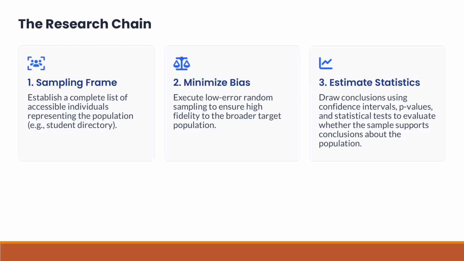Always remember that statistical calculations are only the final step of a rigorous process. Before calculating statistics, we must establish a clear sampling frame, such as a student directory, and execute sound sampling to minimize error and bias. The estimation of statistics is the icing on the cake. If our initial sampling frame or execution is flawed, statistical inference cannot fix the underlying bias.